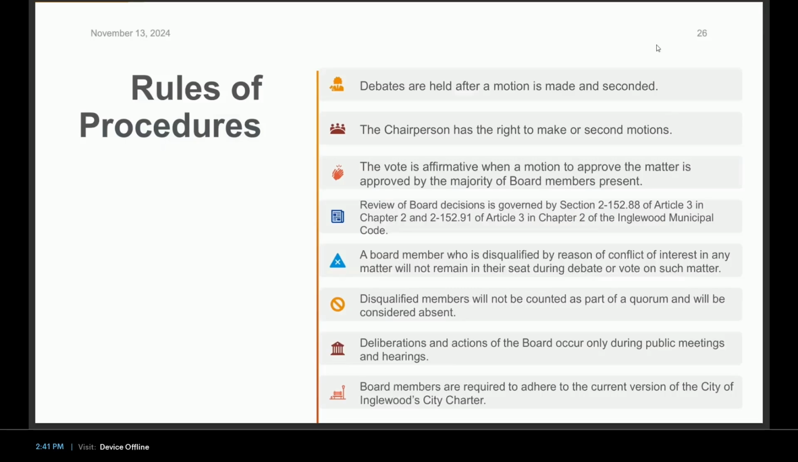Deliberations and actions of the board occur only during public meetings and hearings, and this again gets into not having discussion outside of the board meeting on a specific topic, because there are Brown Act issues and also appearance issues. And so we want to make sure that all dialogue is occurring in open meetings. And board members are required to adhere to the current version of the City of Inglewood's city charter, and obviously in accordance with the ordinance and the codes.